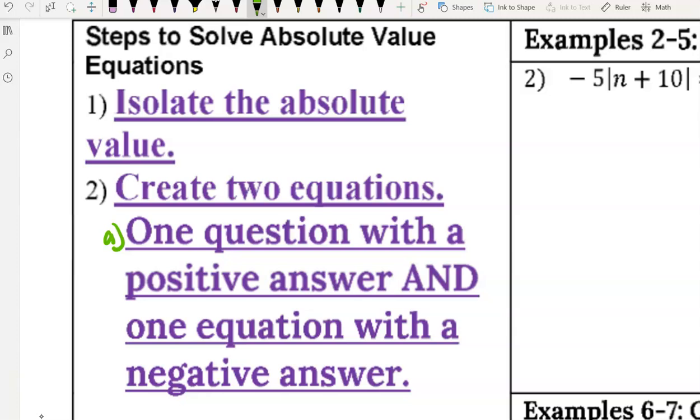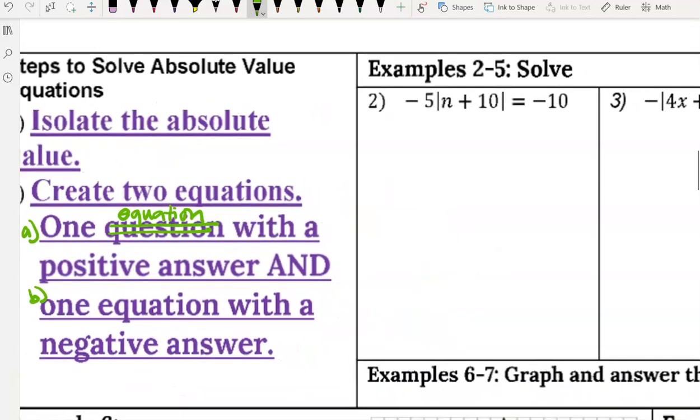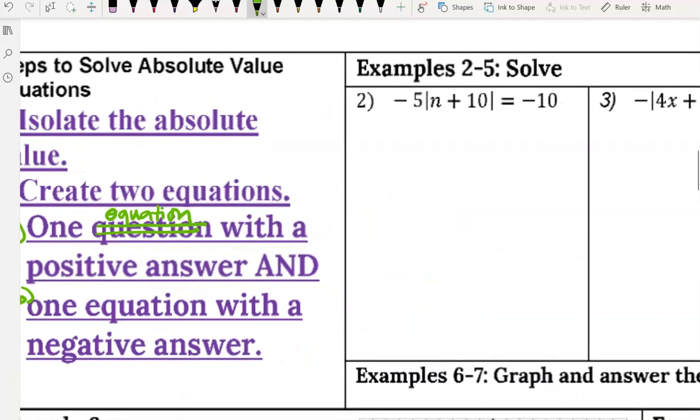One equation, cross that out and write equation. One equation with a positive answer, and let's call the second one B, and another equation with a negative answer. So you can have two equations, okay? Let's apply that immediately here. For example, 2 to 5, it said solve.